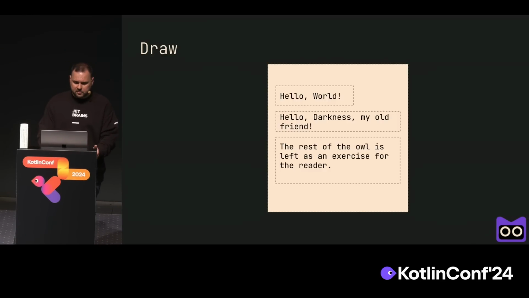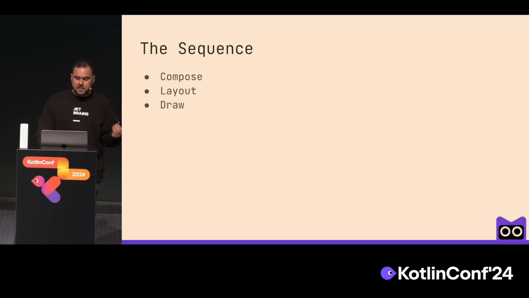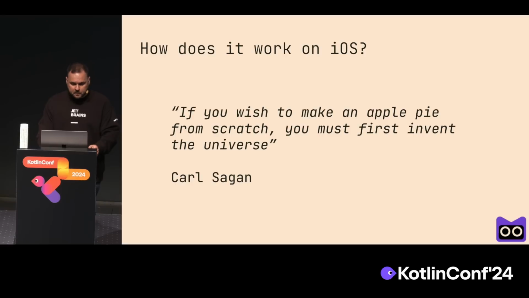For example, column by default doesn't really need any special treatment, because there is nothing to draw. But text widgets will draw the text glyphs on the screen. So this logic forms the main sequence of Compose machinery. It's compose, layout, and draw. Now that we have an idea about how it all works, let's figure out how it works on iOS.